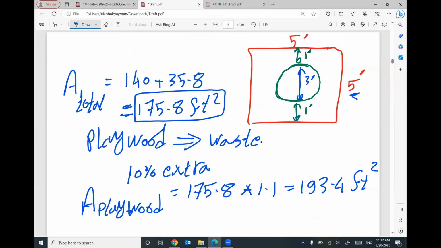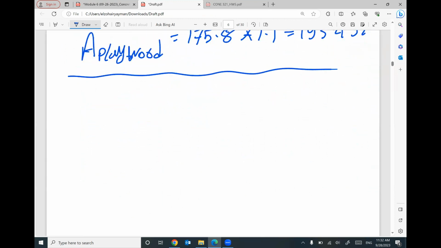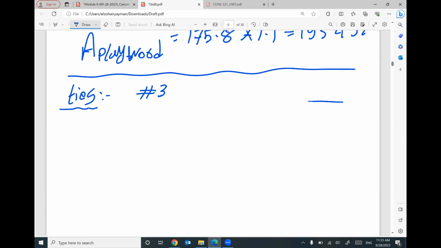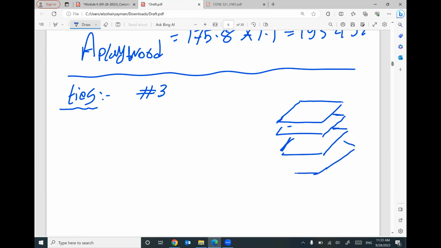Then I need to figure out the weight of the ties. We are using number 3 ties. Number 3, this information is given here on the drawing. Can anybody help me figure out what is the length of this tie? Keep in your mind, this tie looks like a square. And this square is repeated on the column.